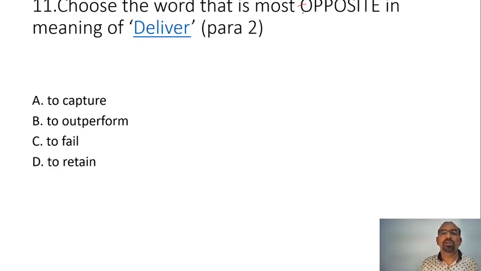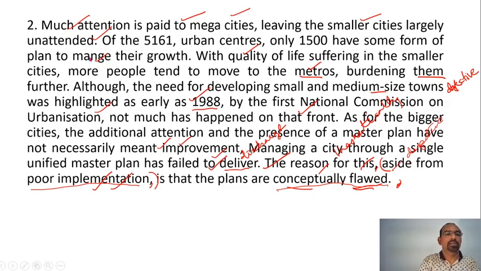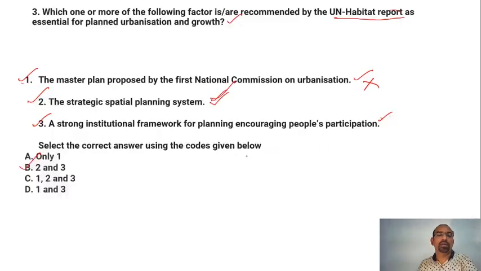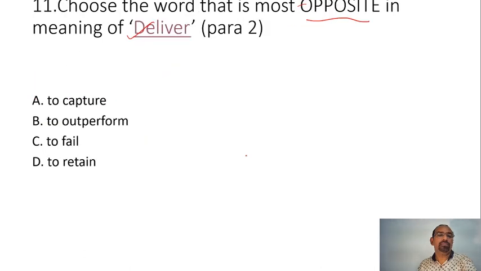Choose the word that is most opposite in meaning of deliver. Deliver in paragraph number 2. Go to paragraph number 2 here. With the quality of life suffering, and where is the word? Here. To deliver. To deliver means to discharge. Managing a city through a single unified master plan has failed to deliver, failed to discharge. Come to the options here. Deliver, opposite: to capture, to outform, to fail, to retain. Deliver, the opposite is to retain. Give and retain. So this is the right answer, opposite.